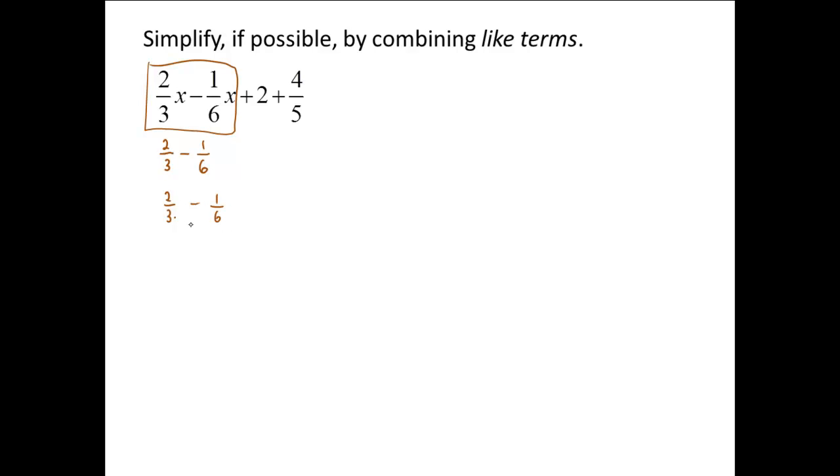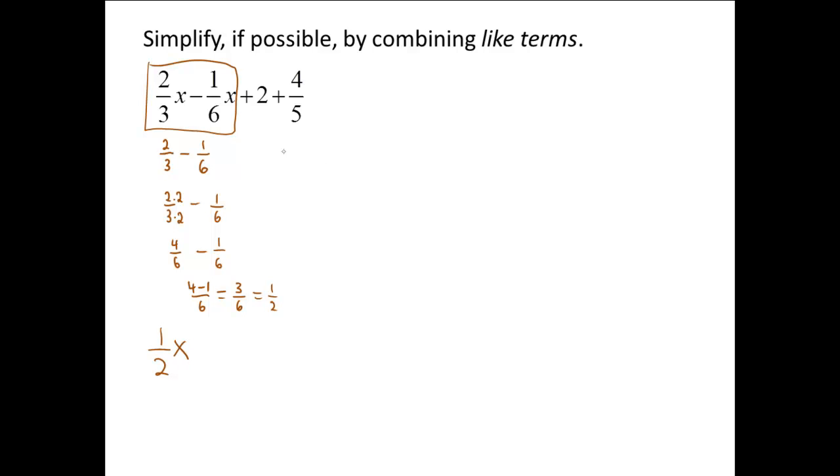So 2/3, I have to multiply the denominator by 2, the numerator by that same number, by 2. That would give us 4/6. 1/6 already has the denominator 6, so I don't need to alter that in any kind of way. 4/6 minus 1/6 is 4 minus 1 over 6, which is 3/6. 3 is half of 6, we have 1/2. So the first two terms, 2/3 x minus 1/6 x, gives us 1/2 x.